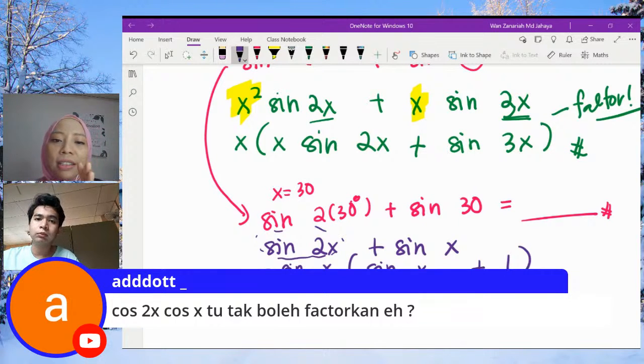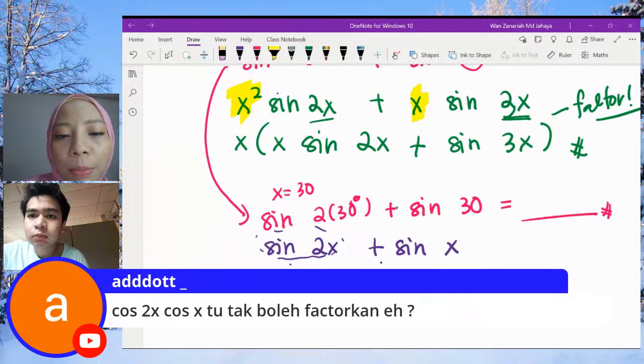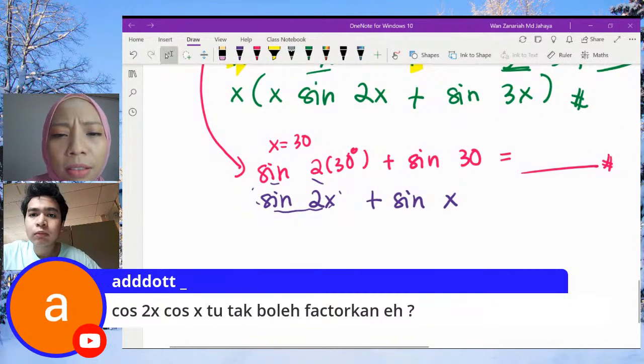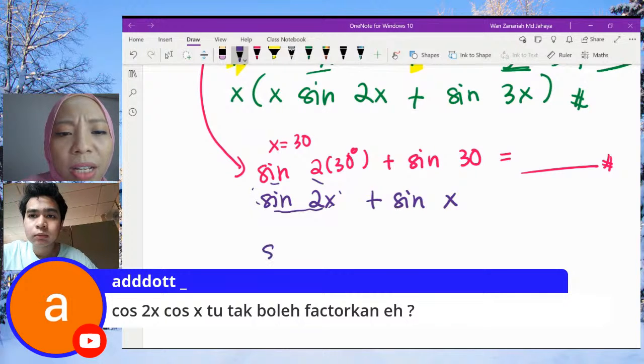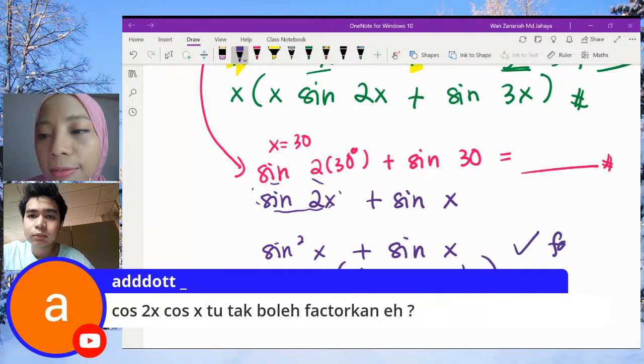Luqman, I nak tanya, kalau ini you nak factor apa? Apa yang kawan-kawan sebenarnya fikirkan? Apa yang dia nak factor sebenarnya? Sebab kalau sesuatu function itu dia sin square x tambah sin x, yes, ini boleh factor. Apa yang you factor adalah sin x, plus 1. Ini ya betul factor.